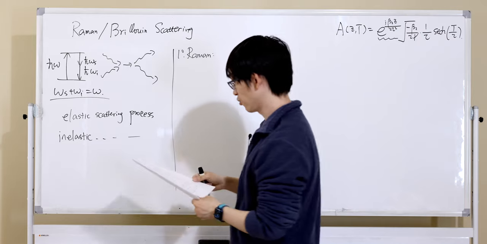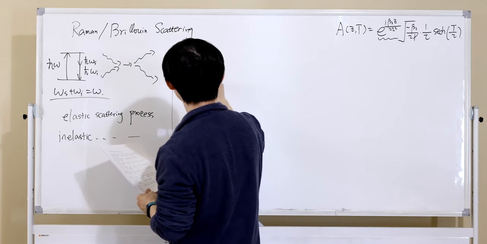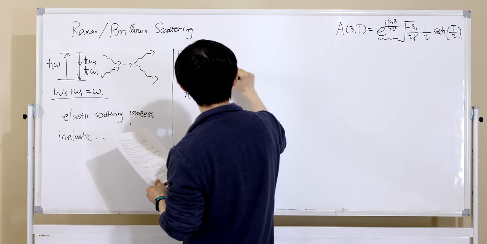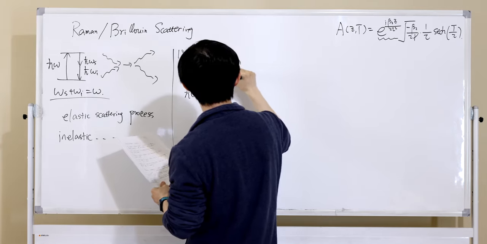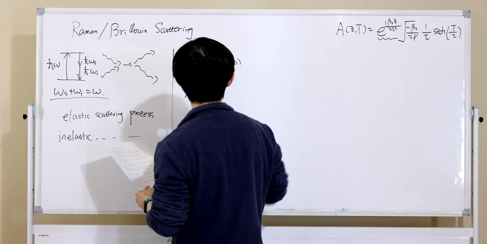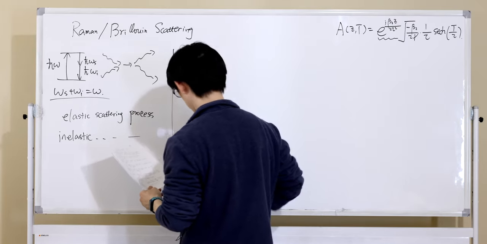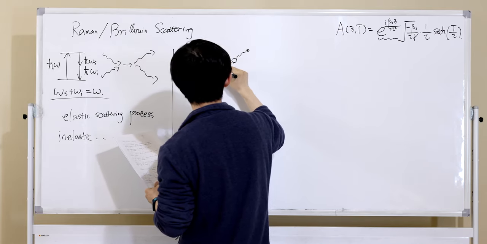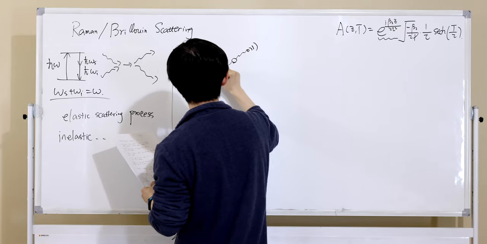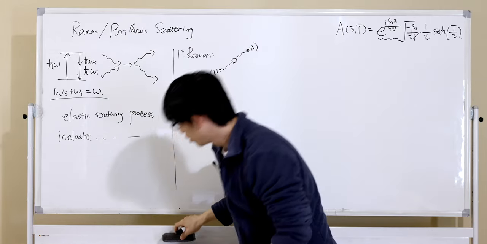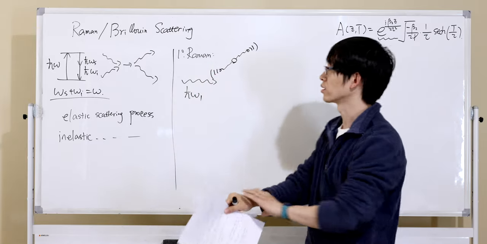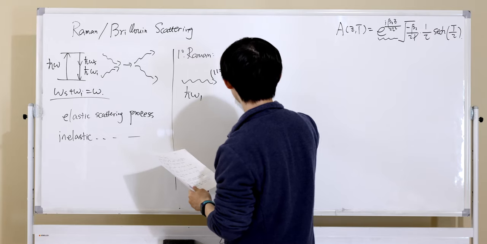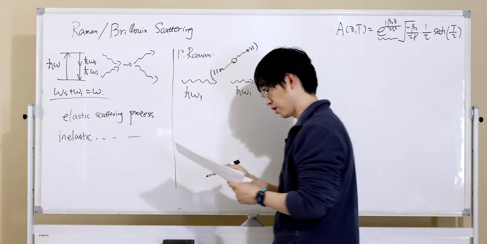So in Raman scattering, what happens is that if you have an input light, it will actually give energy, it's capable of giving energy to the molecule of that media. For example, to the molecule's vibration or rotation degree of freedom, and then generate a light with less frequency.